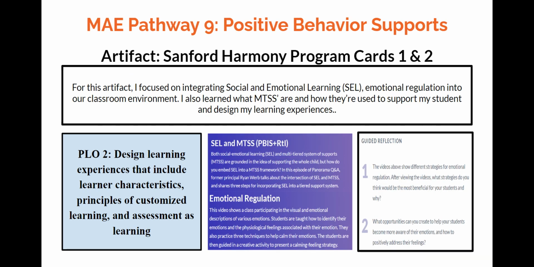If we look over here, we have the MAE Pathway 9, positive behavior supports, similar to that of the last slide. The artifact that I chose was the Sanford Harmony Program cards 1 and 2, along with the guided reflection. For this artifact, I focused on integrating social and emotional learning, or SEL, through emotional regulation into our classroom environment.